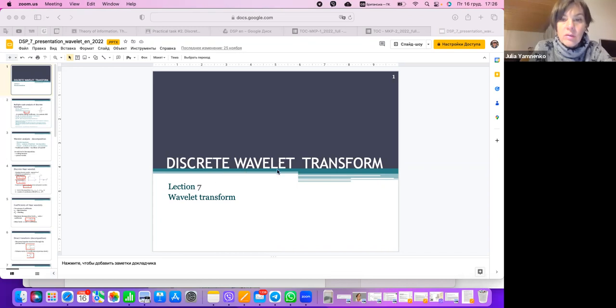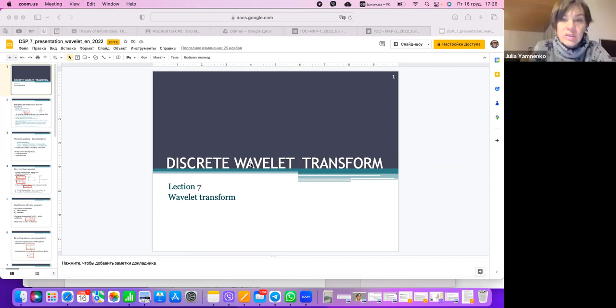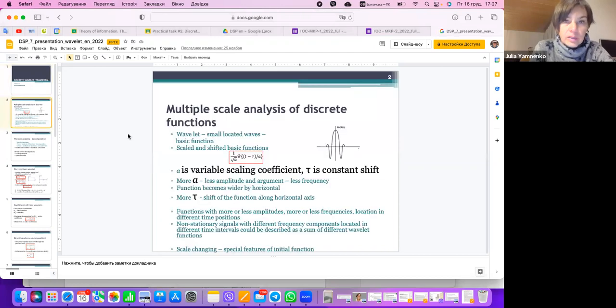Yes. So, discrete wavelet transform. A new, a little bit strange word, wavelet, but I will try to explain. Okay, let's start.